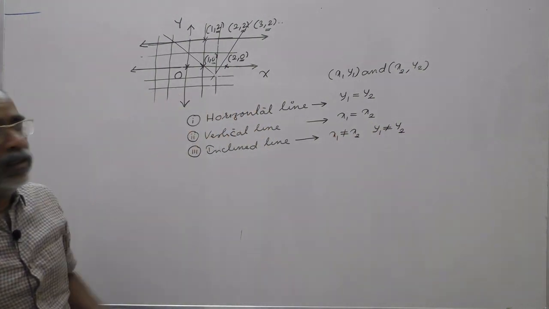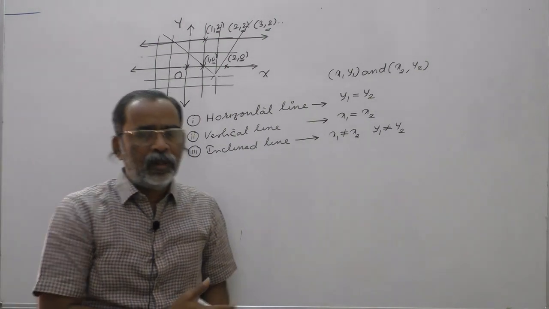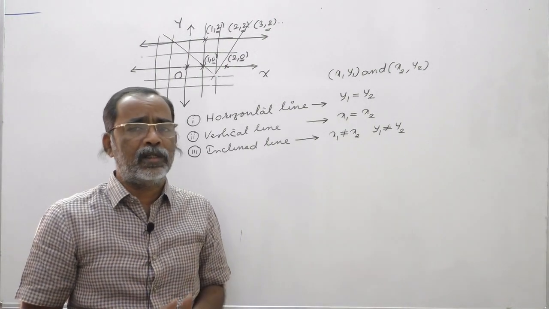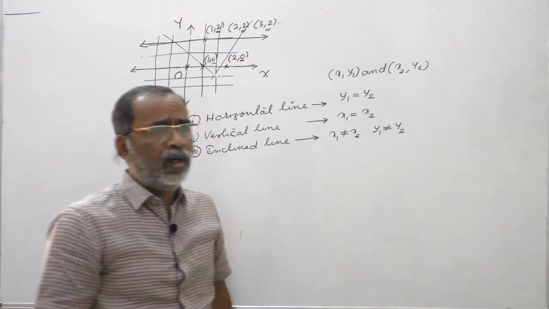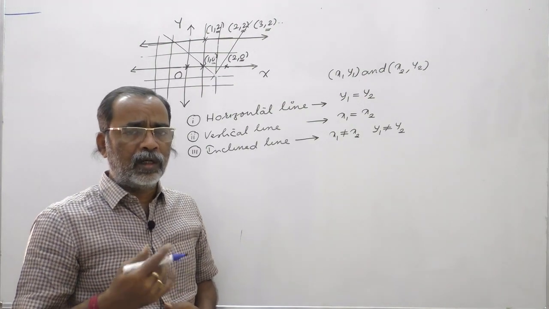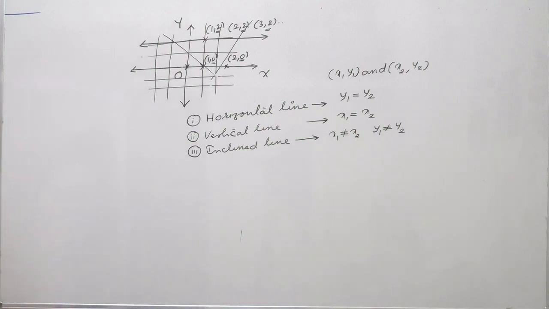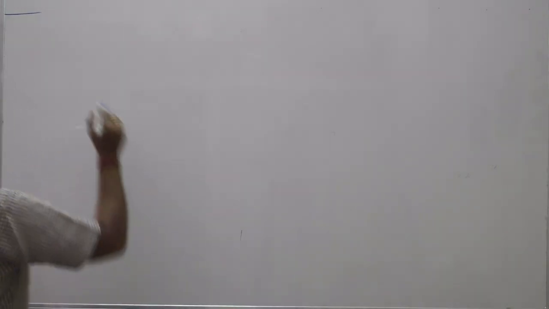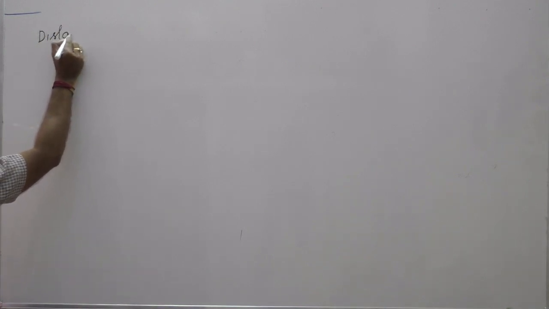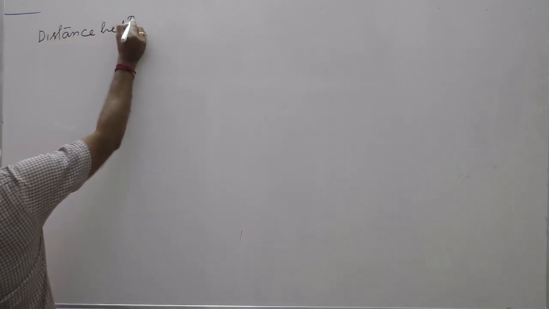So these are the three lines, especially these are very important. What we are studying are the basics of any concept, any chapter, any subject, and they are most important. All further things, further applications, further formulas, further properties, they all depend on basics only. Next, we will see distance between 2 points.